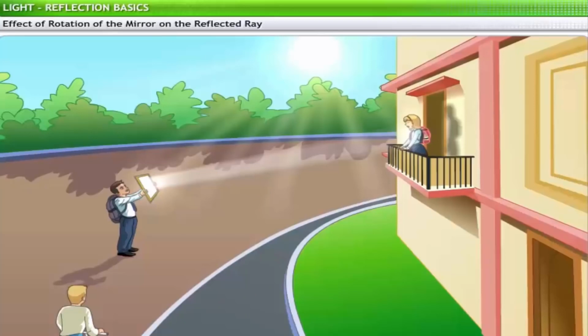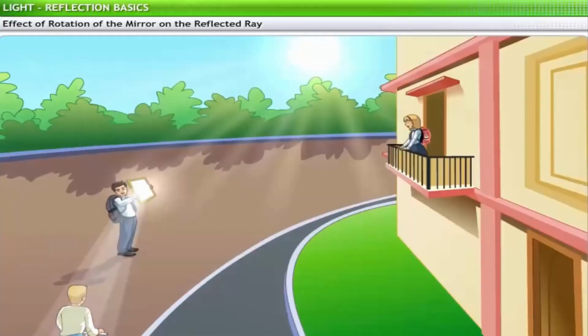Kids sometimes use mirrors as playthings, where they rotate the mirror in the sunlight to make the sun's rays reflect on another person or an object. Suppose a child uses a mirror to direct the sun's rays to a friend standing at a window on the first floor. Now he wants to direct these rays to another friend standing on the road some distance away.